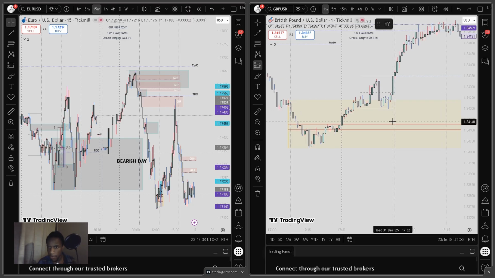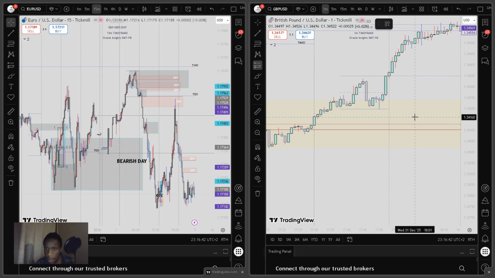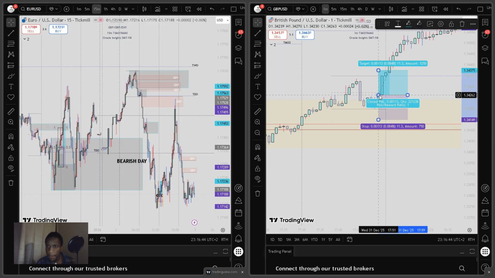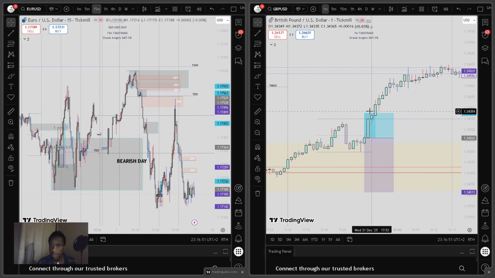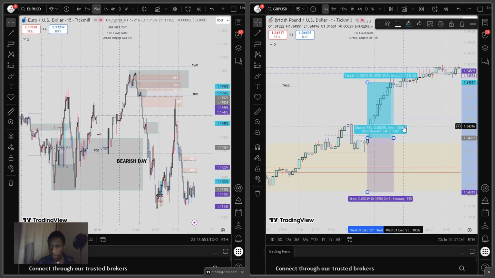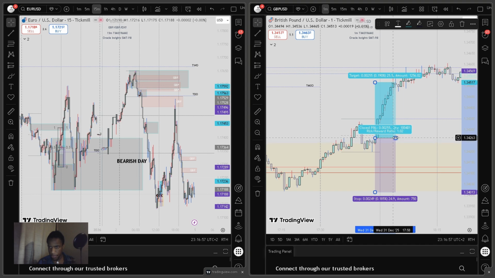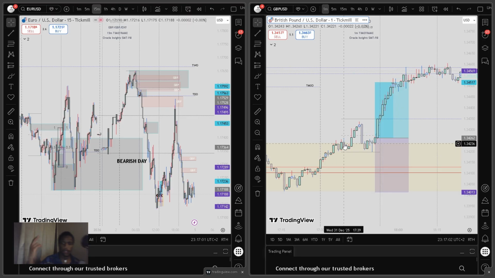So let's see if that would have played out. Definitely would have played out. Look at that, 1:1, putting your stop at the lows just to protect yourself, right? And then you just target a nice 1:1 risk to reward ratio. Look at that, beautiful price action, bro. A couple of minutes, you're in and you're out of the trade.